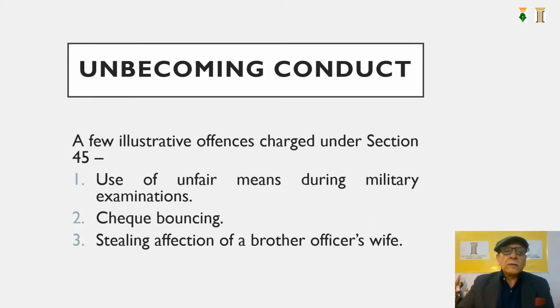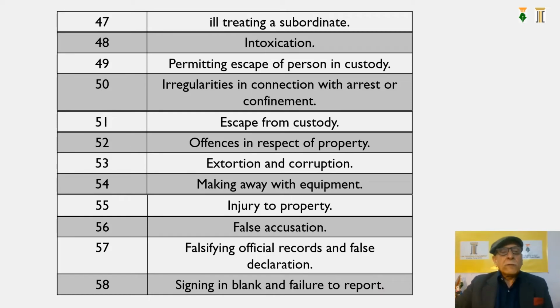Now, unbecoming conduct is, say for example, use of unfair means during military examination. Somebody is caught with written matter, or the matter pertaining to examination which he is not supposed to keep in his possession, or a check bounces, which is known as dud check, or stealing affection of a brother officer's wife. Moving back to the table of offenses, then 47 is ill-treating a subordinate.